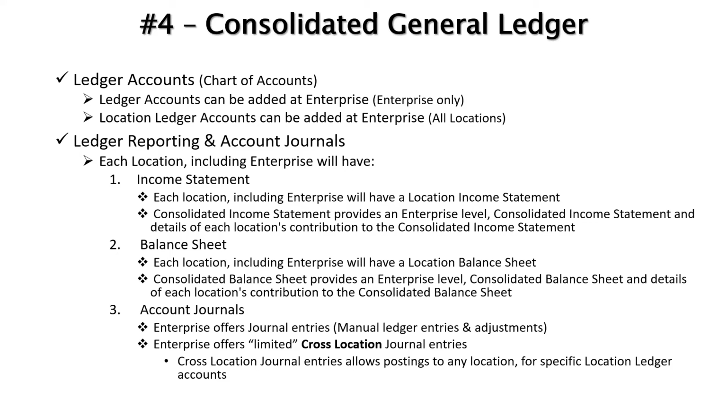Each location, including Enterprise, will have an income statement. Each location, including Enterprise, will have a location income statement. The consolidated income statement provides an enterprise level consolidated income statement and details of each location's contribution to the consolidated income statement. Balance sheet. Each location, including Enterprise, will have a location balance sheet. The consolidated balance sheet provides an enterprise level consolidated balance sheet and details of each location's contribution to the consolidated balance sheet.